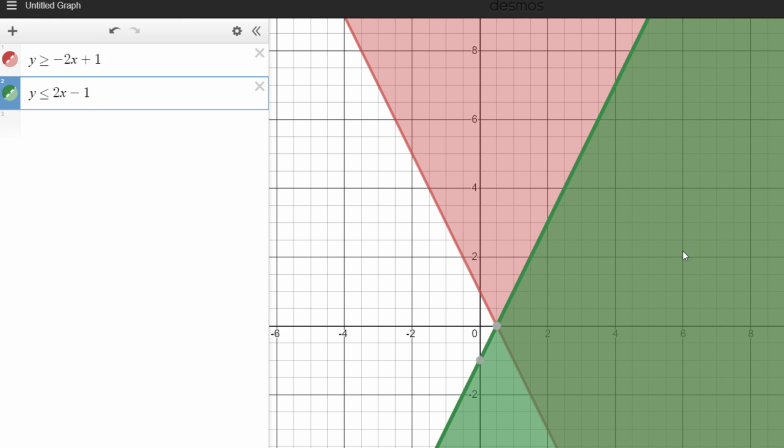Everything in that red-green area right here. So I could pick 0, 4, and 0, 4 would solve both my red equation, because it's in the red area, and it would solve my green equation, because it's in the green one. So the solution to the system is actually this entire area that has both of them. So let's look at what this looks like on paper now.